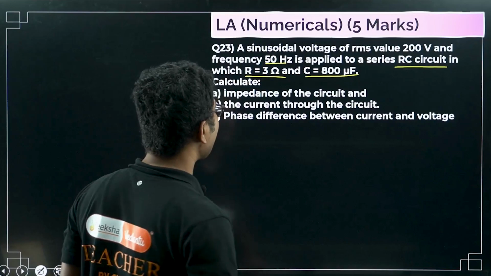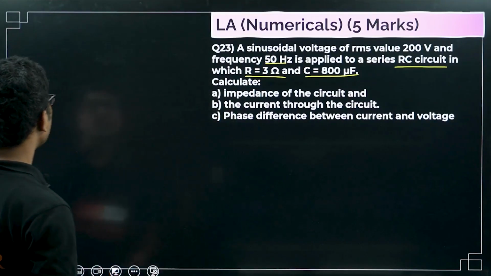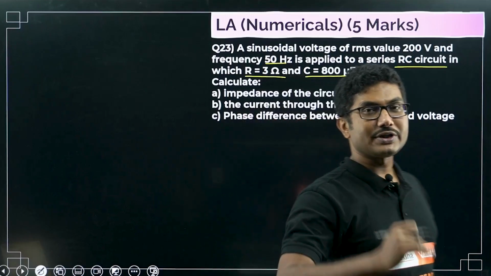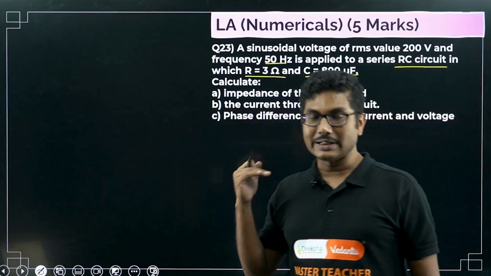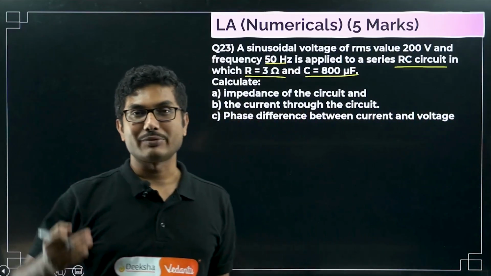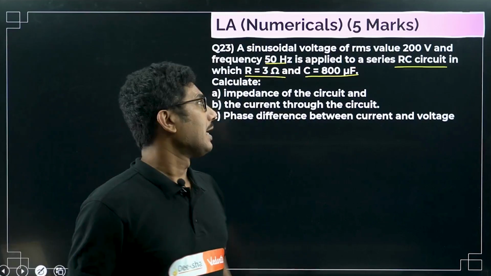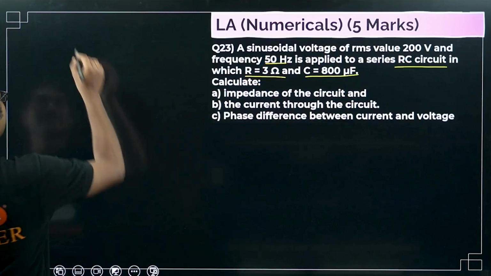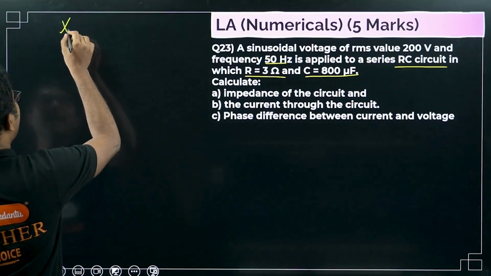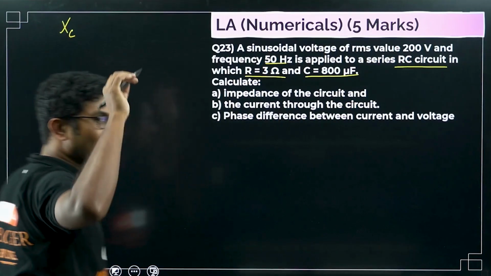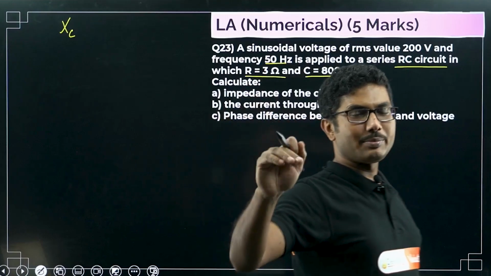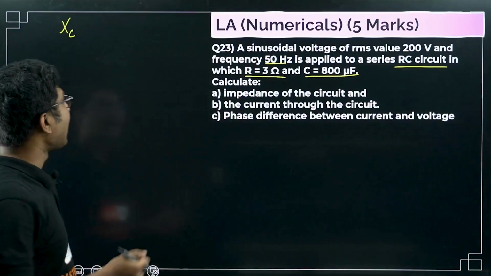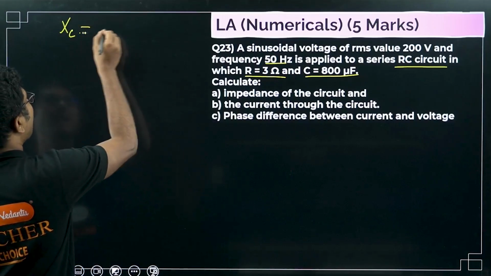First of all we have to calculate the impedance. To calculate impedance in an LCR circuit, what was our first step? Our first step was to calculate XL and XC. Now here we are only talking about an RC circuit, so the first step is to calculate XC. This will always be our priority, be it RC circuit or LC circuit. Finding XC or XL will always be our first priority.